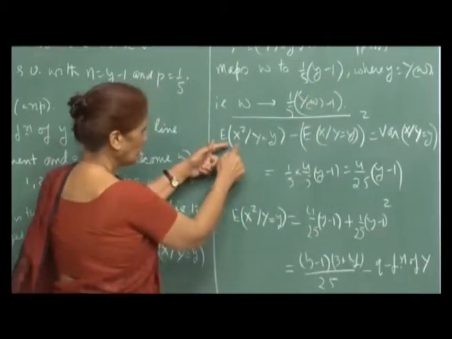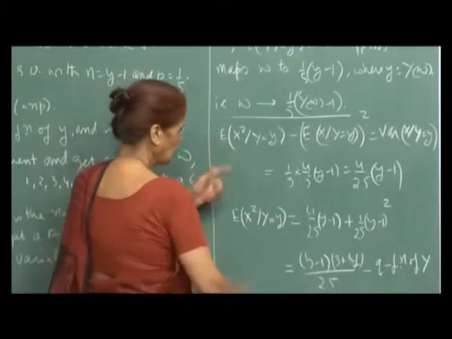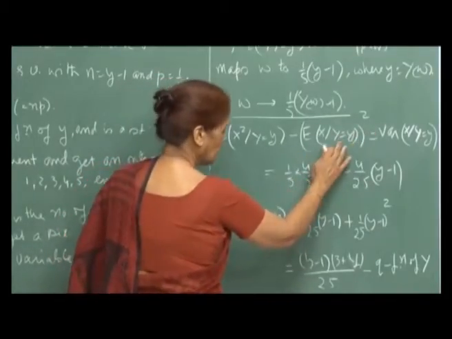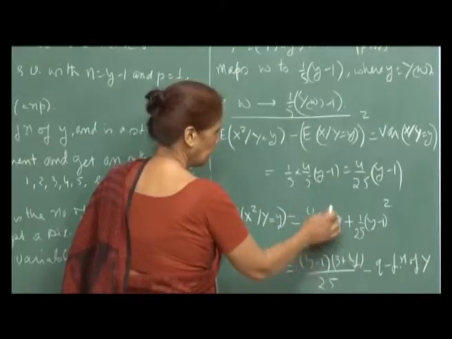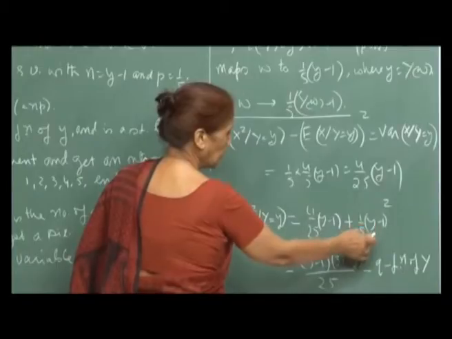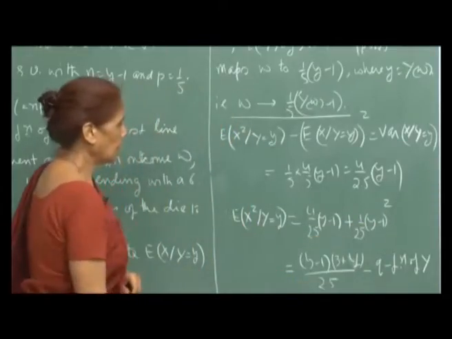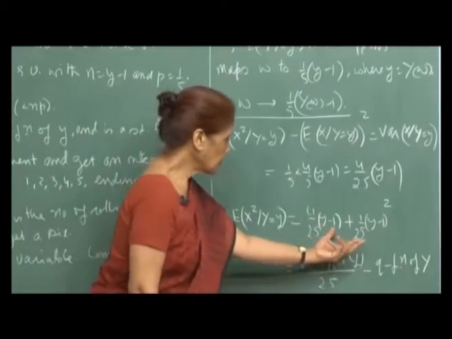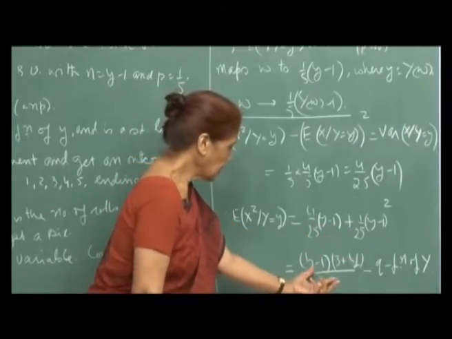So, therefore, expectation of x square given y equal to y is variance plus this, which is 4 by 25 y minus 1 plus 1 by 5 y minus 1 whole square, which is 1 by 25 into y minus 1 whole square. And so, when you simplify this expression, you get this y minus 1.